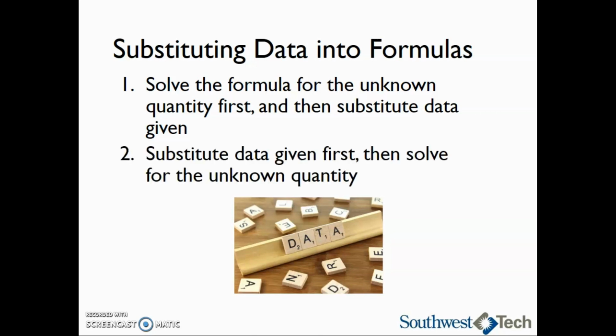The other way that we can solve a problem is to substitute the data that is given first, then rearrange to solve for the unknown quantity. For this class, I would prefer if you used method 1, because method 2 can potentially create issues with significant digits, and trying to round in the intermediate steps can sometimes cause problems. So now we are going to look at a couple of examples of how to substitute some given data into some formulas.